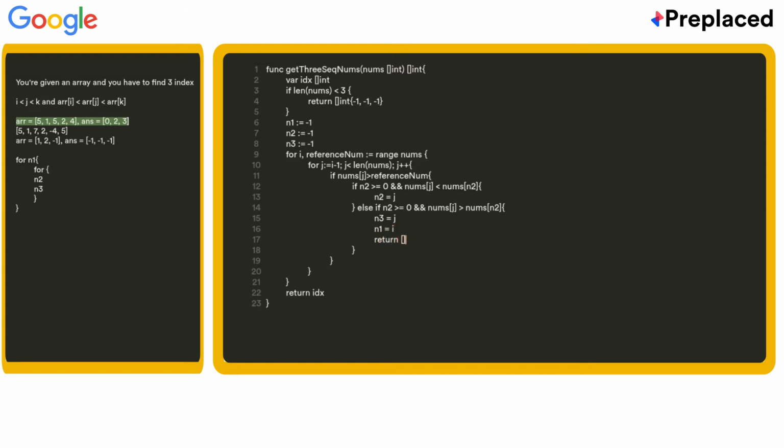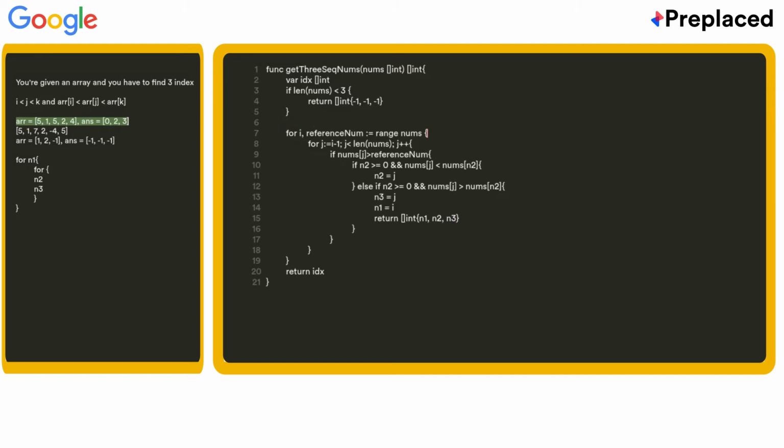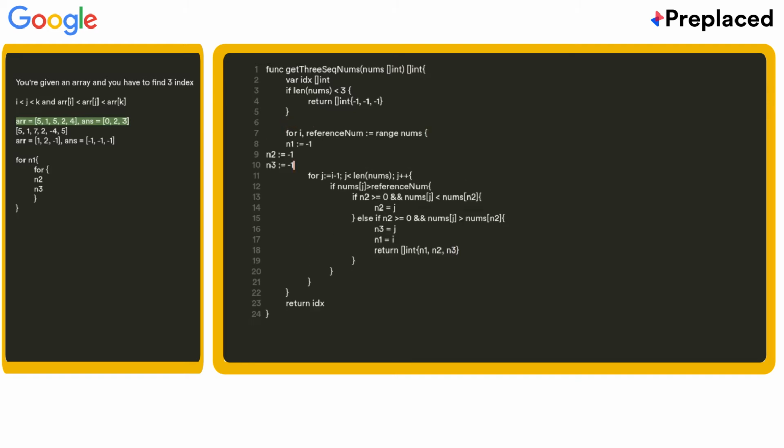Return the indexes, n1, n2, n3. Okay. And these have to be changed every time. So this has to be inside.